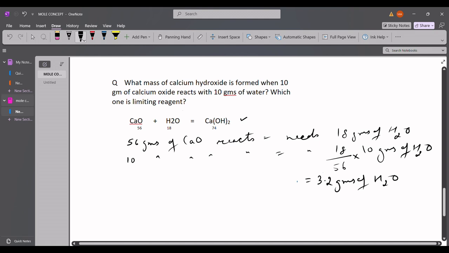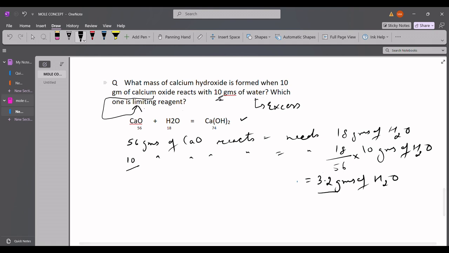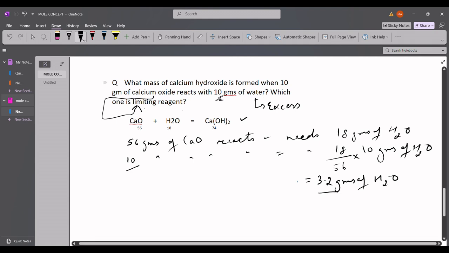So for 10 grams of calcium oxide, we will need 3.2 grams of water, but we have 10 grams of water here. So I think it is very clear that water is in excess and calcium oxide is the limiting reagent. So this is the answer for the first question. Now, to calculate the mass of calcium hydroxide, we will have to do calculations with the mass of calcium oxide, because this is the limiting reagent, right?